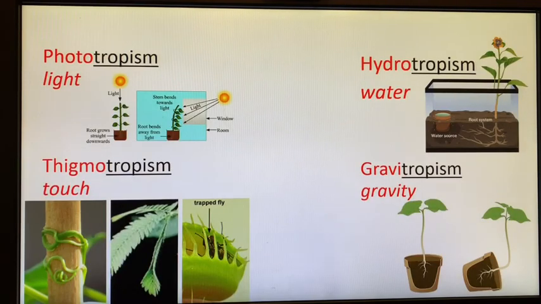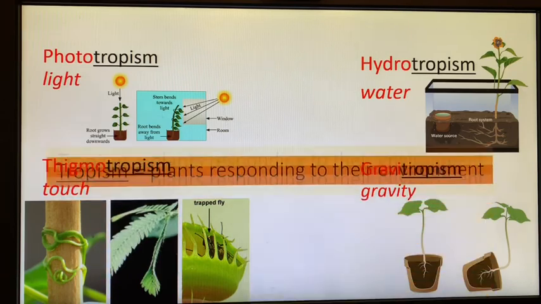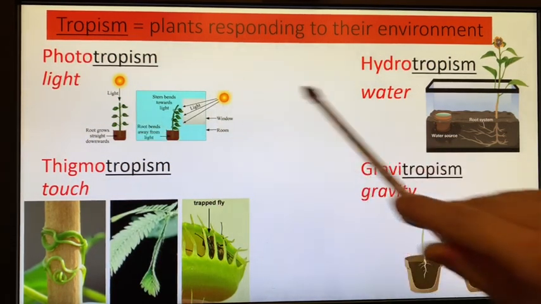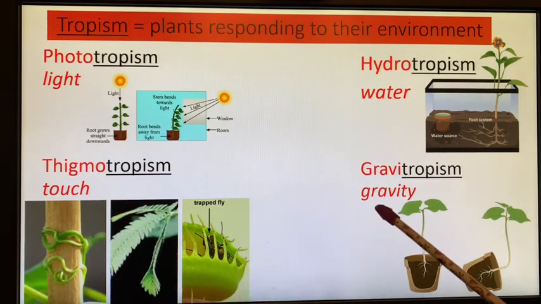So those are our 4 tropisms. Remember, tropisms, we are talking about plants responding to their environment. Phototropism, hydrotropism, thigmotropism, and gravitropism.